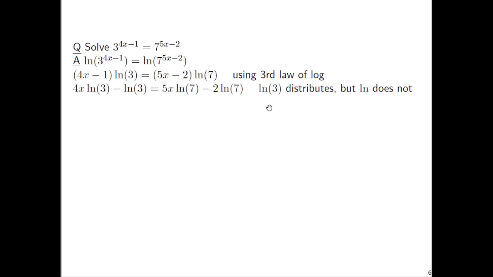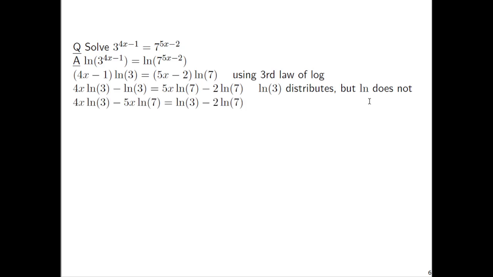Ln of 3 is the same as log base e of 3. In other words, e to the what number equals 3. So we're distributing the number ln of 7. Ln itself, the function, does not distribute. So we've got to be very careful with what's going on here. Ln of 3 is a number and therefore distributes. Ln, the function, doesn't.